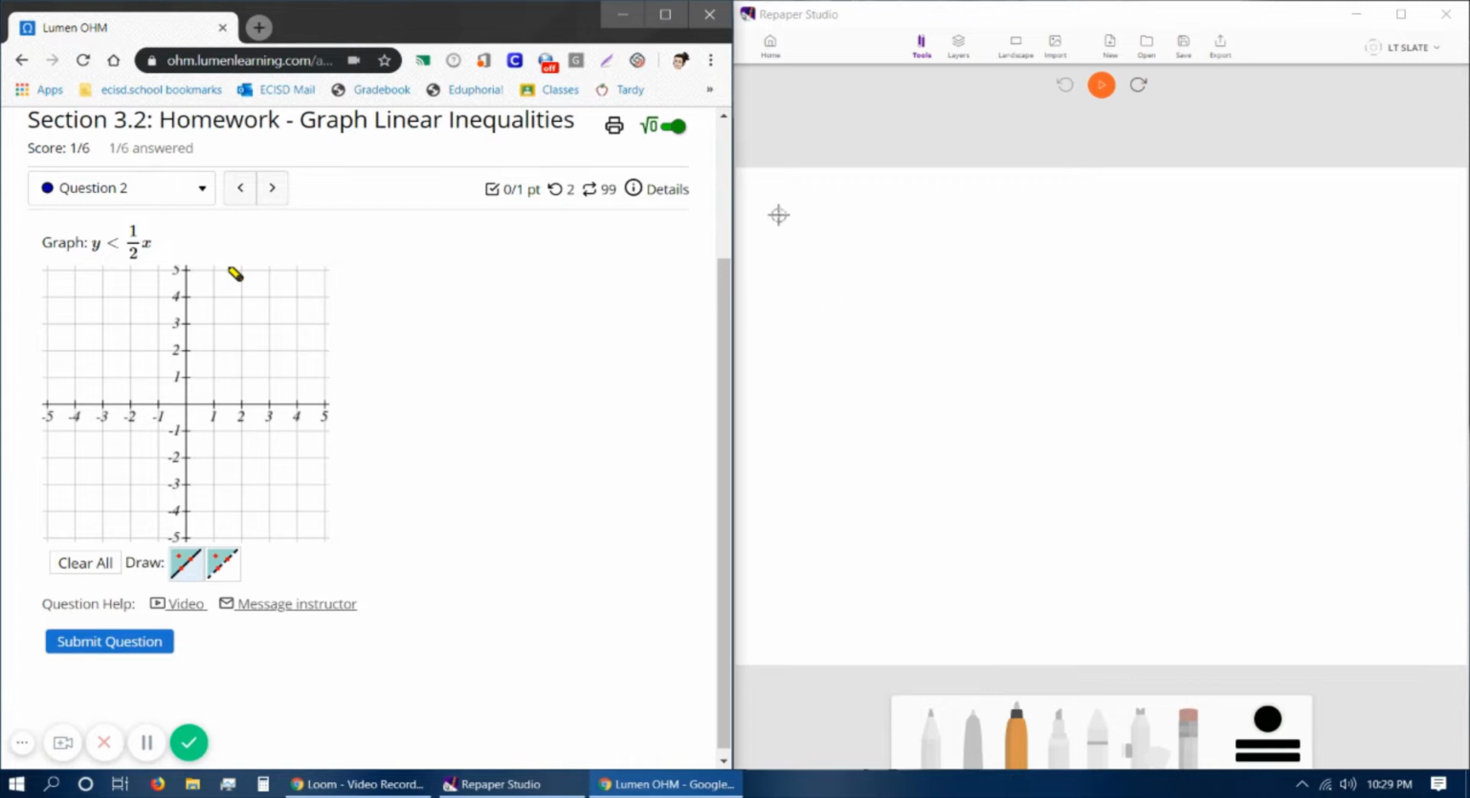Our slope on this equation is 1/2. But we don't have any other numbers in this equation. That means that there is a hidden 0 at the end of this equation, making our y-intercept 0.